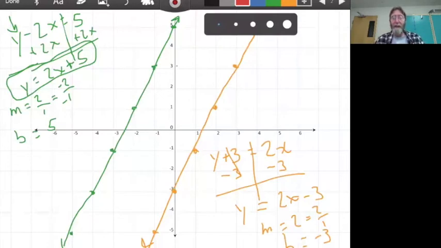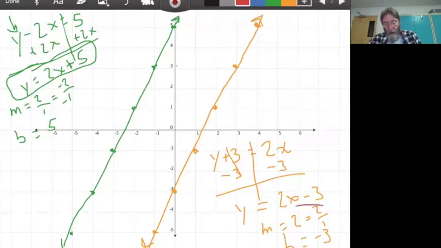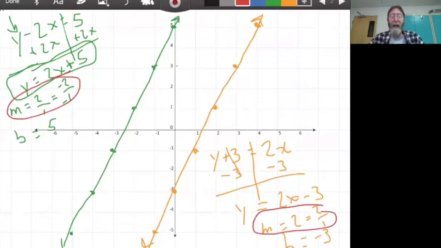Well, here's a hint. If they go in exactly the same direction, they're called parallel. Now, what would tell us if they go in exactly the same direction? Well, if you recall, it's slope that tells us the steepness and direction of a line. And if you notice, both of these lines have exactly the same slope. They both have exactly the same slope.